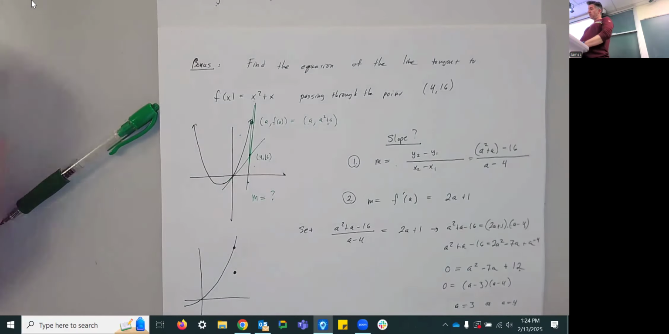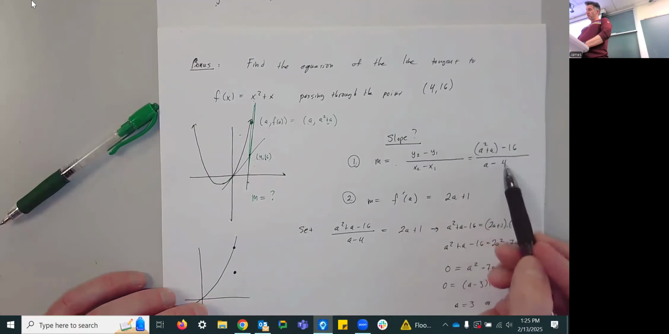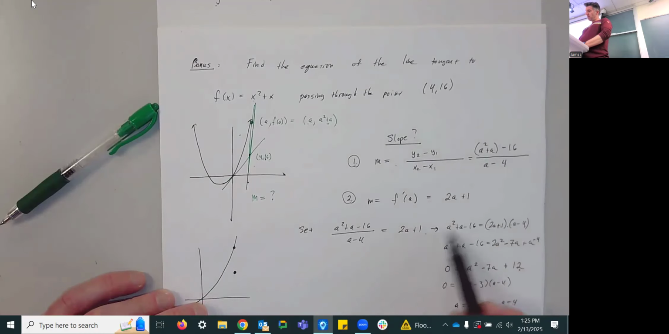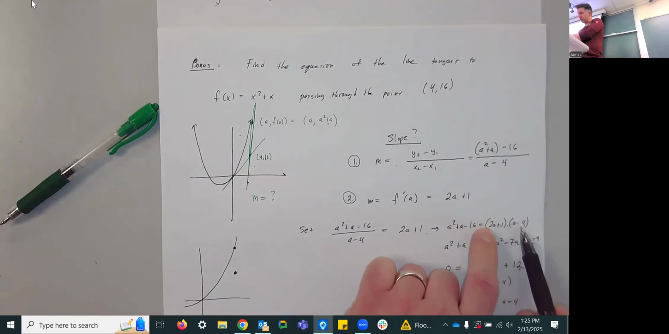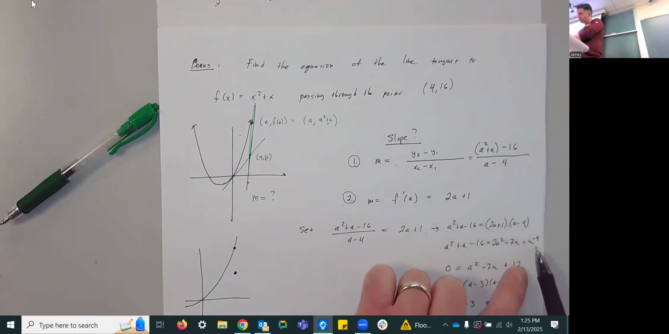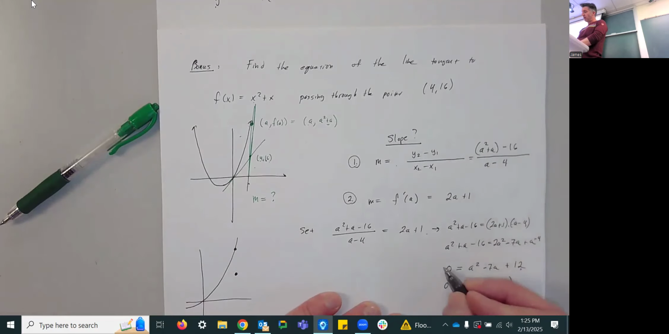Let's check. So I had a squared plus a minus 16 over a minus 4 equal to 2a plus 1. And I did the a minus 4 times the 2a plus 1. I got 2a squared plus a minus 8a is minus 7a and minus 4. Oh, I see what I did. I don't know why I wrote that a there. It should have been a minus 4. So there's an extra a here. That's the problem. I apologize.